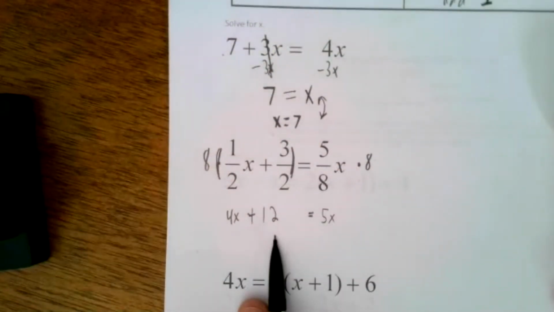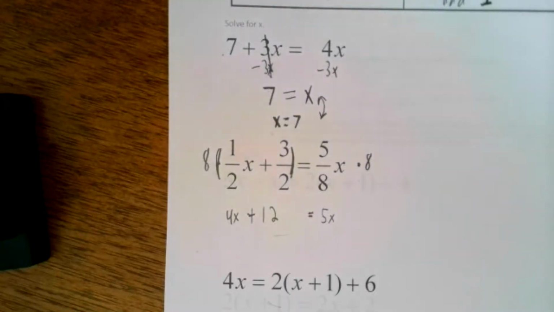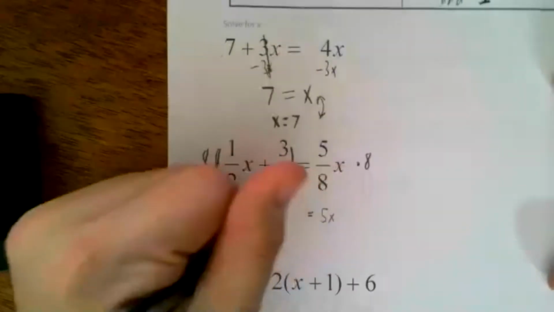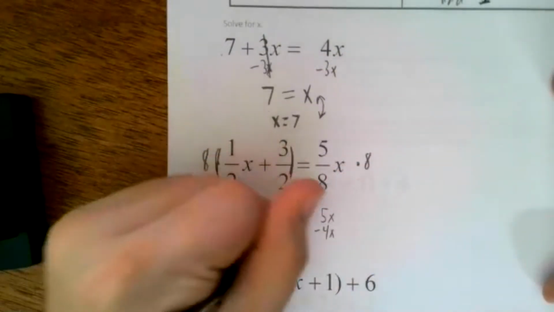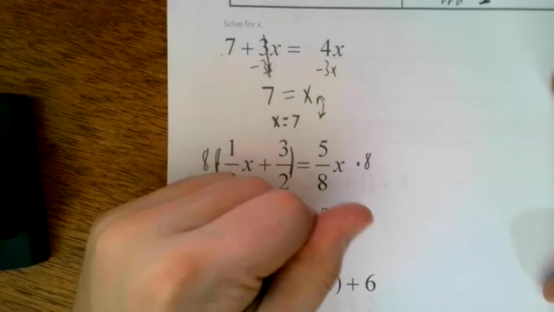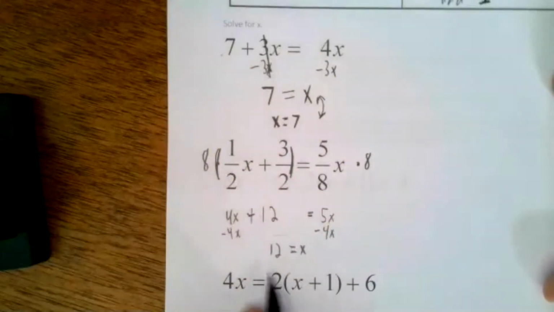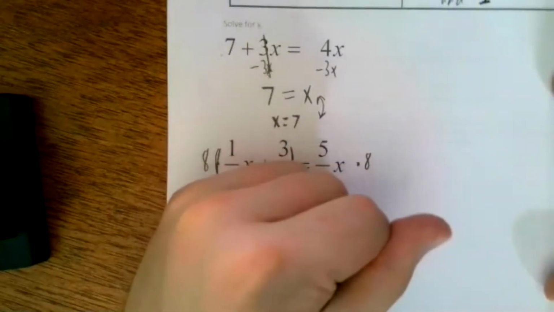So we have 4x plus 12 equals 5x, right? And now what can we do? Subtract the 4x from the 5x. Yep, subtract 4x on both sides. And we get 12 on the left and x on the right. Yep, so 12 equals x, or x equals 12.